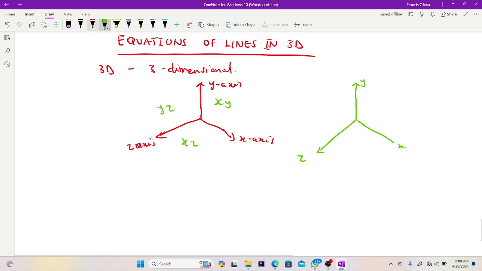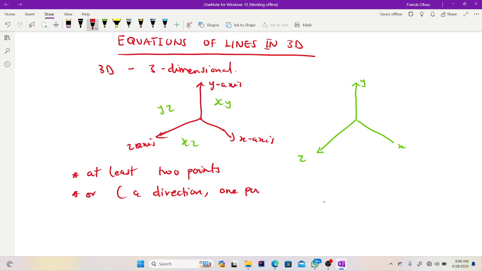Generally, you know that whenever you want to find the equation of a line, you need at least 2 points on the line, or you need a direction and 1 point. So if you have either of these two conditions, you should be able to find the equation of a line in three-dimensional space. The first is at least 2 points, and the other is a direction and also 1 point.